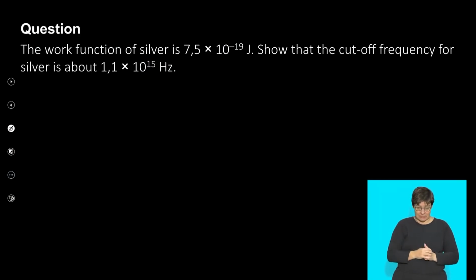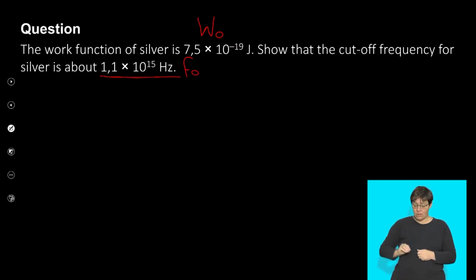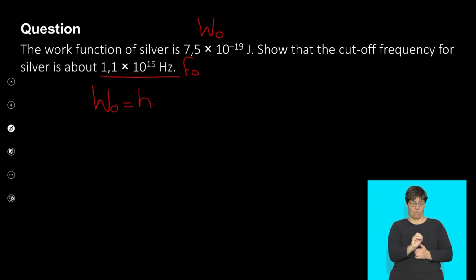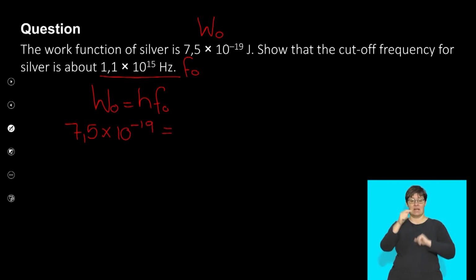So, I know what the work function is. This is W0. I need to prove that value, so I can't put that in my equation. We remember that the work function is h times f0. They've told me W0 is 7,5 times 10 to the minus 19. h is a constant. You don't need to know it. Look it up on your information sheet.